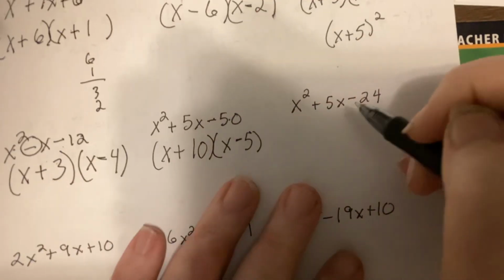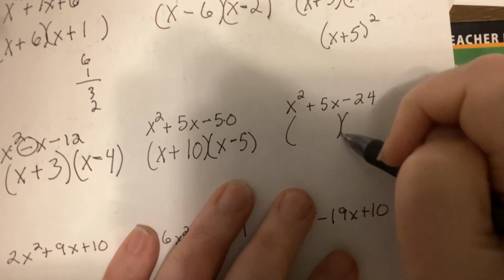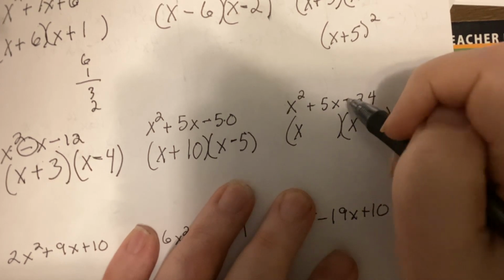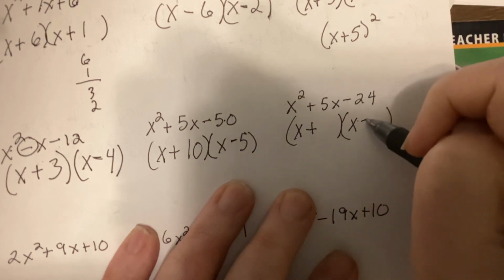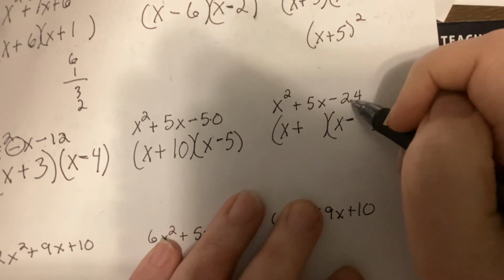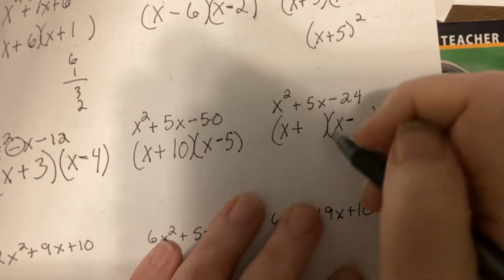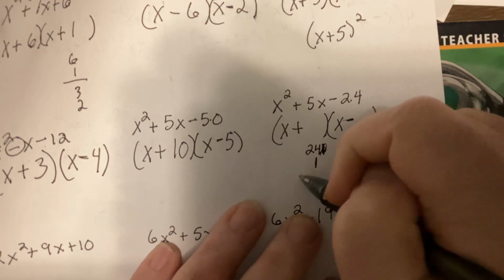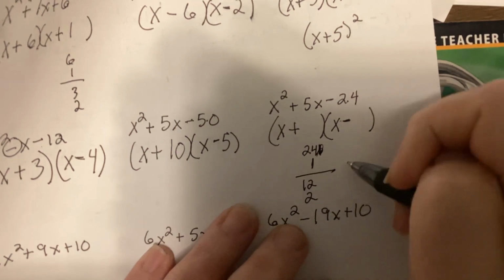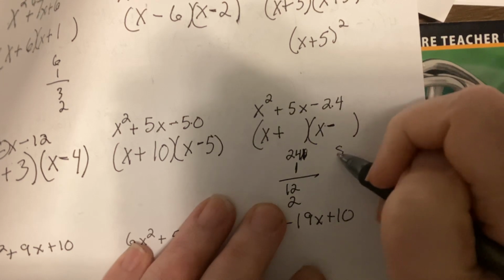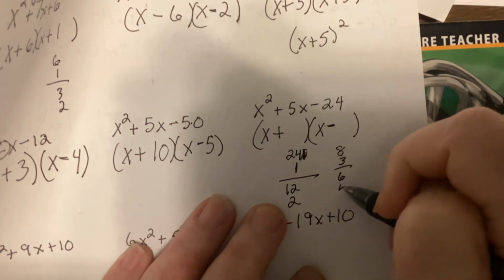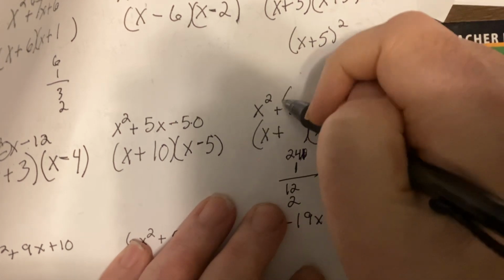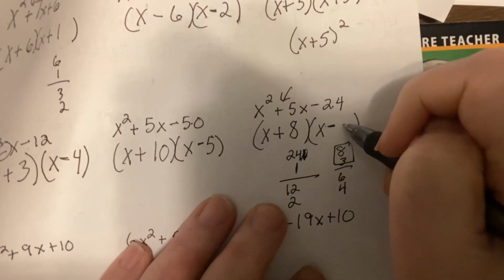So this one, again, 1x squared, you'd go x and x. Last term's minus, so it's plus minus. What do you multiply to get 24? But you subtract to get 5, so it'd be 24, 1, 12, 2, 8, 3, 6, 4. And 8 minus 3 is 5. The largest one goes with this sign. So 8 and 3.